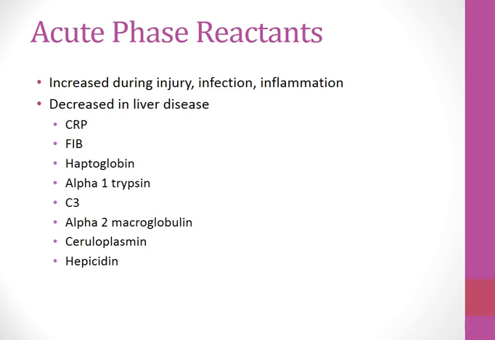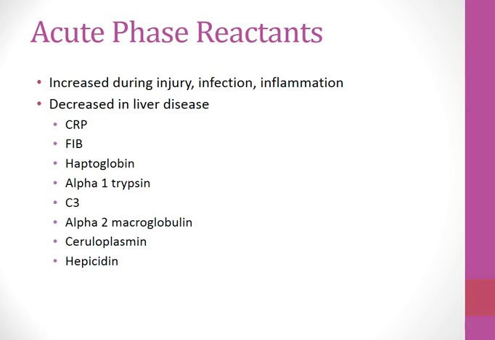They're decreased in liver disease because proteins are made in the liver. And if the liver's not working right, these things are not able to be produced. CRP is C-reactive protein. It's one of the first things that rises in inflammation. And these are in order of concentration also in the body. Fibrinogen is a clotting factor.